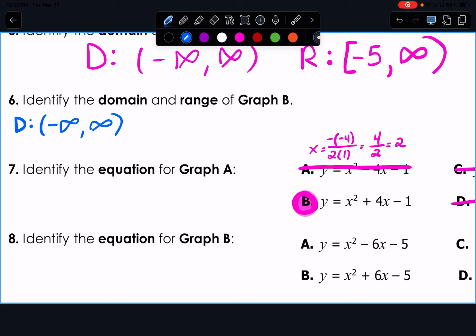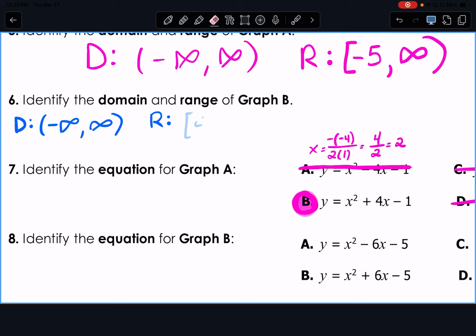How would you know if it's a maximum or a minimum? If it makes a mountain, that's a max. If it makes a valley, it's a min. So, mountain is a max. Valley is a min because it's smaller than all the rest or bigger than all the rest. All right, what is the range? It's the box or bracket. Bracket. Or, and then negative infinity.